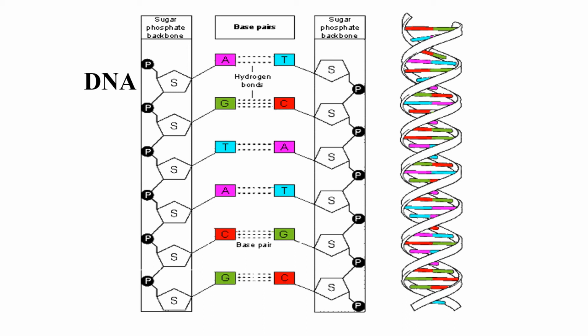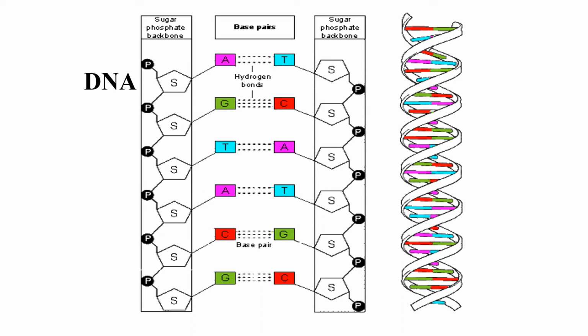Hey, there's that OSE ending that reminds us it's a sugar, and this is the D in DNA. There's also a nitrogen-containing base, and here it's represented by G. So there are 4 different bases here. You'll notice A's, T's, C's, and G's.